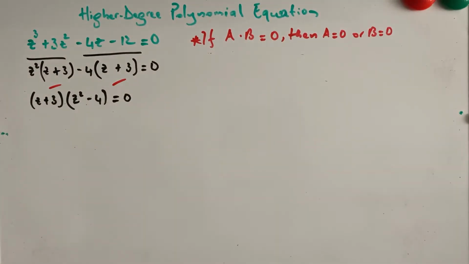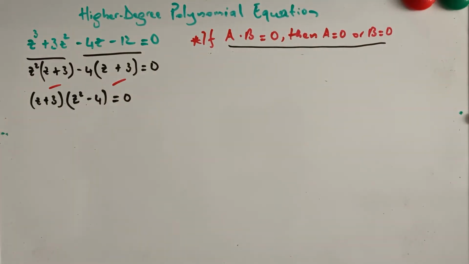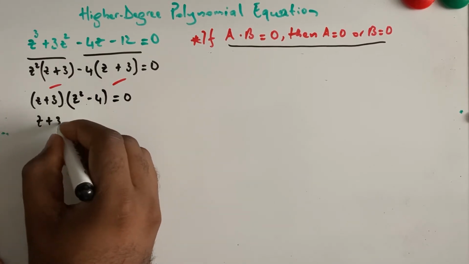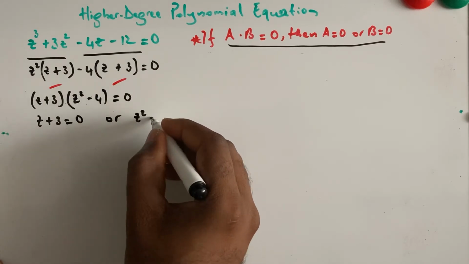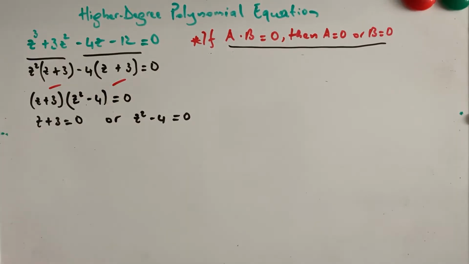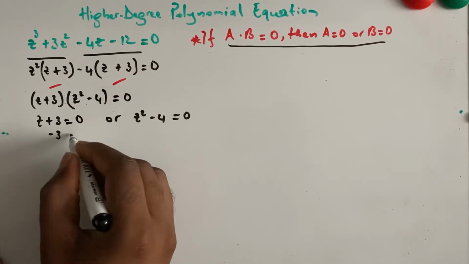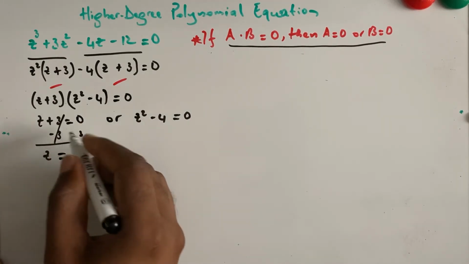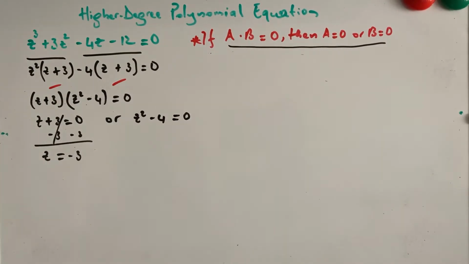From here, you set each factor to 0. Remember what I told you, okay? So z plus 3 equals 0, or z squared minus 4 equals 0. Now, right here, to solve for z, you can just subtract 3 from both sides. You end up having z equals negative 3. On the other side here, it's z squared minus 4.